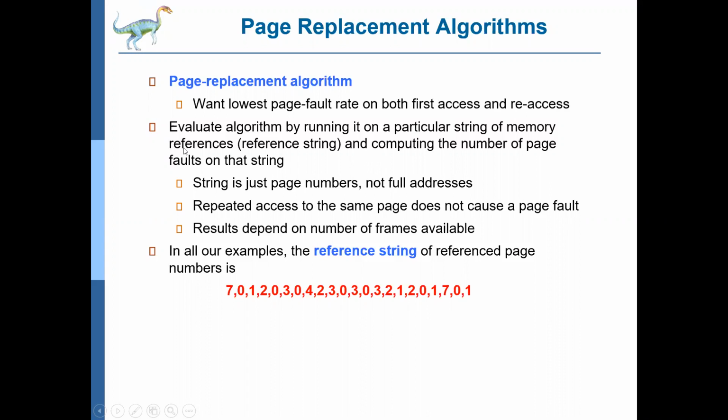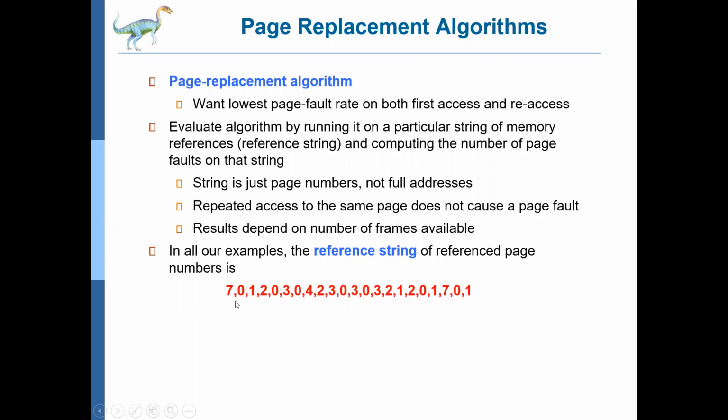So we have a set of algorithms, called the page replacement algorithms, which determine which page needs to be replaced. We evaluate the algorithm by running it on a particular string of memory references and computing the number of page faults on that string. So what is a reference string? A reference string is the page numbers that need to be accessed in a particular sequence.